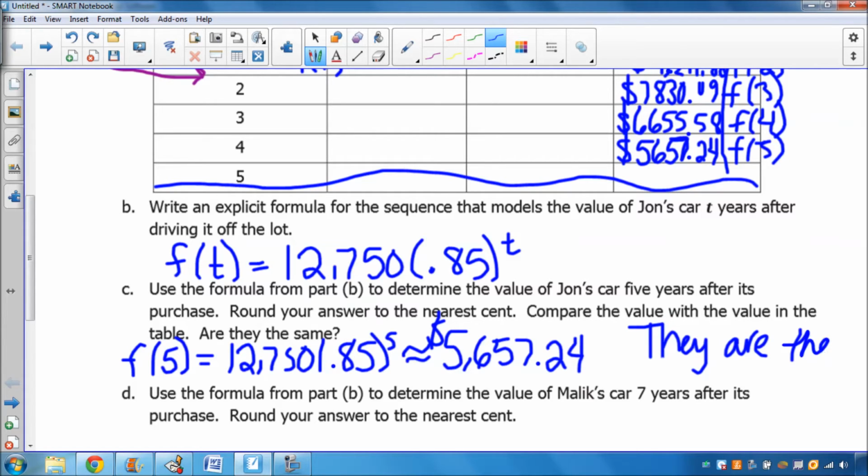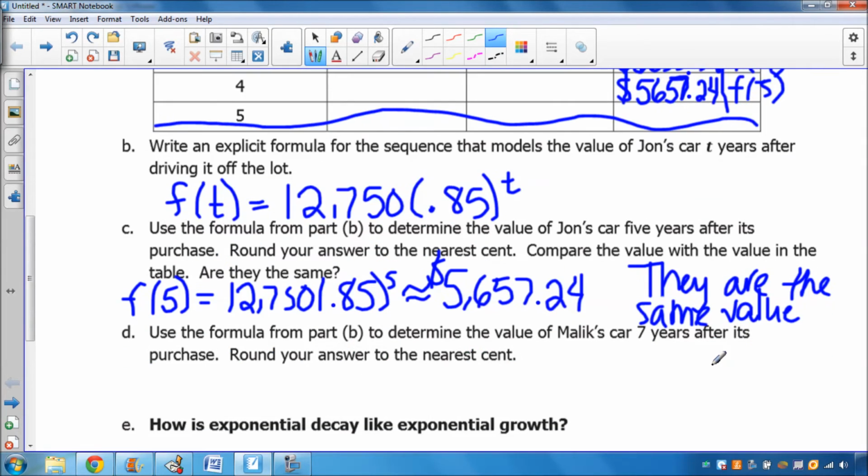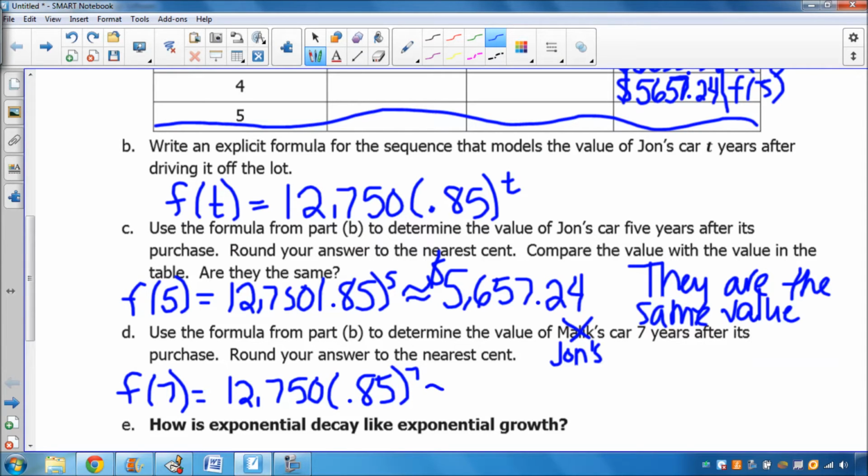But it's much easier to use the explicit formula as opposed to recursively figuring it out and multiplying by 0.85 repeatedly. So question D says, use the formula from part B to determine the value of, let's say, John's car, not Malik's car, 7 years after its purchase. So let's figure this out. I would say f of 7 is equal to 12,750 times 0.85 to the 7th power.